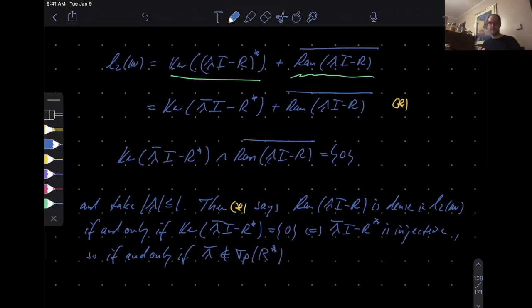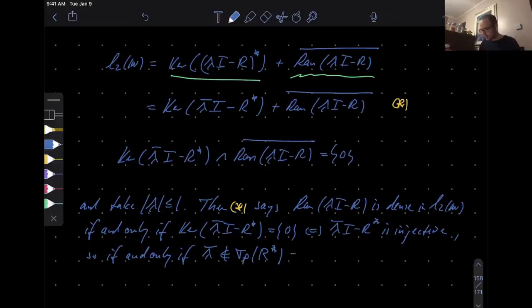All right, so remember how the eigenvalues were defined. These were precisely the points where your operator is not injective. So now here I have the equivalence of being injective. That means that lambda bar cannot be an eigenvalue, and this is a chain of equivalences. The range is dense if and only if lambda bar is not in the spectrum of the adjoint.